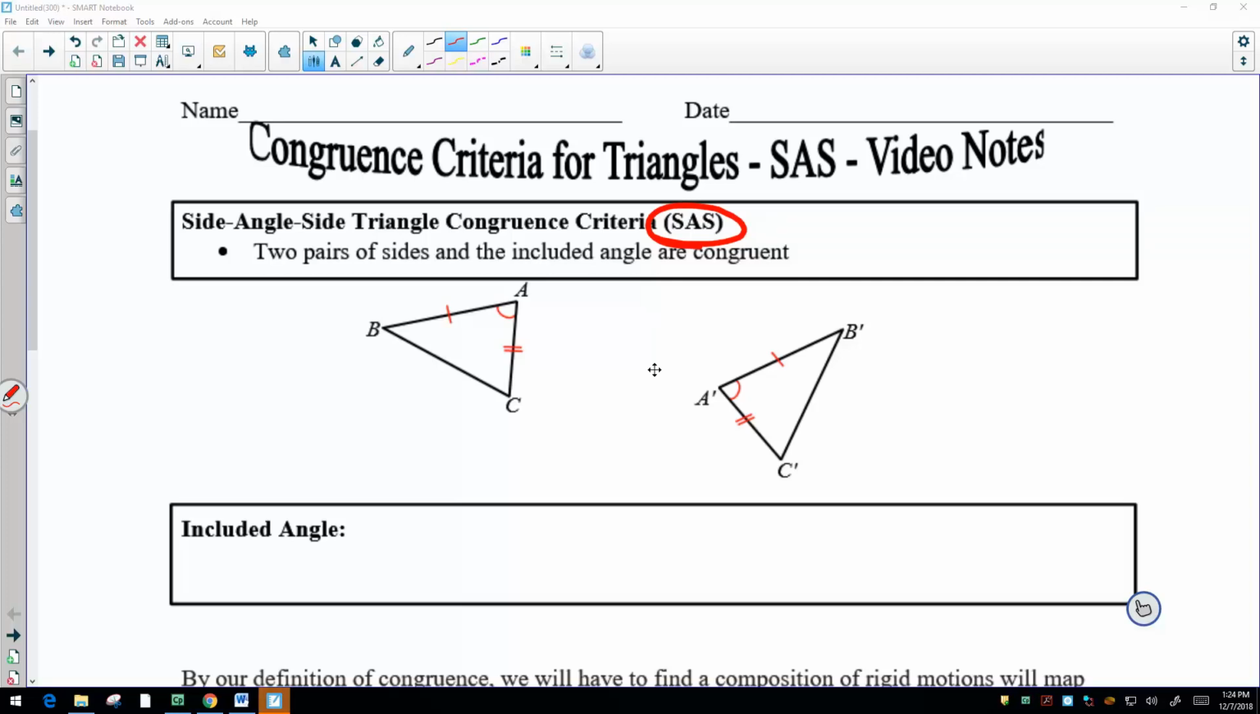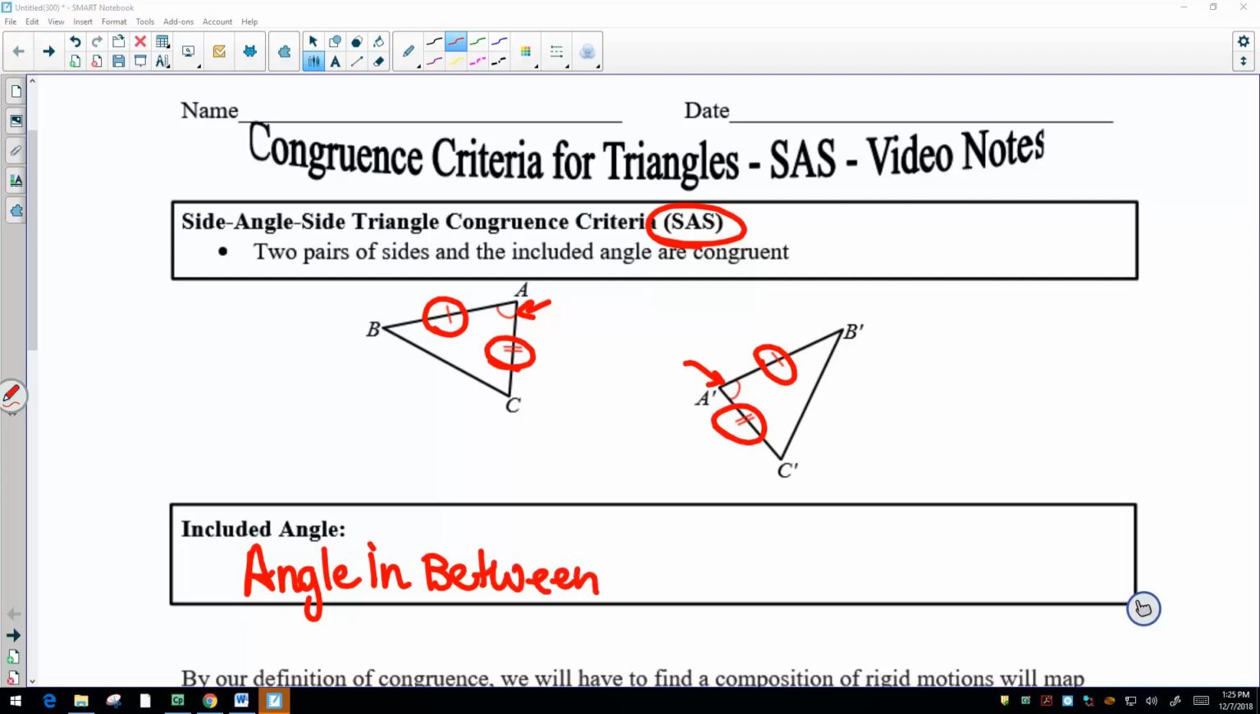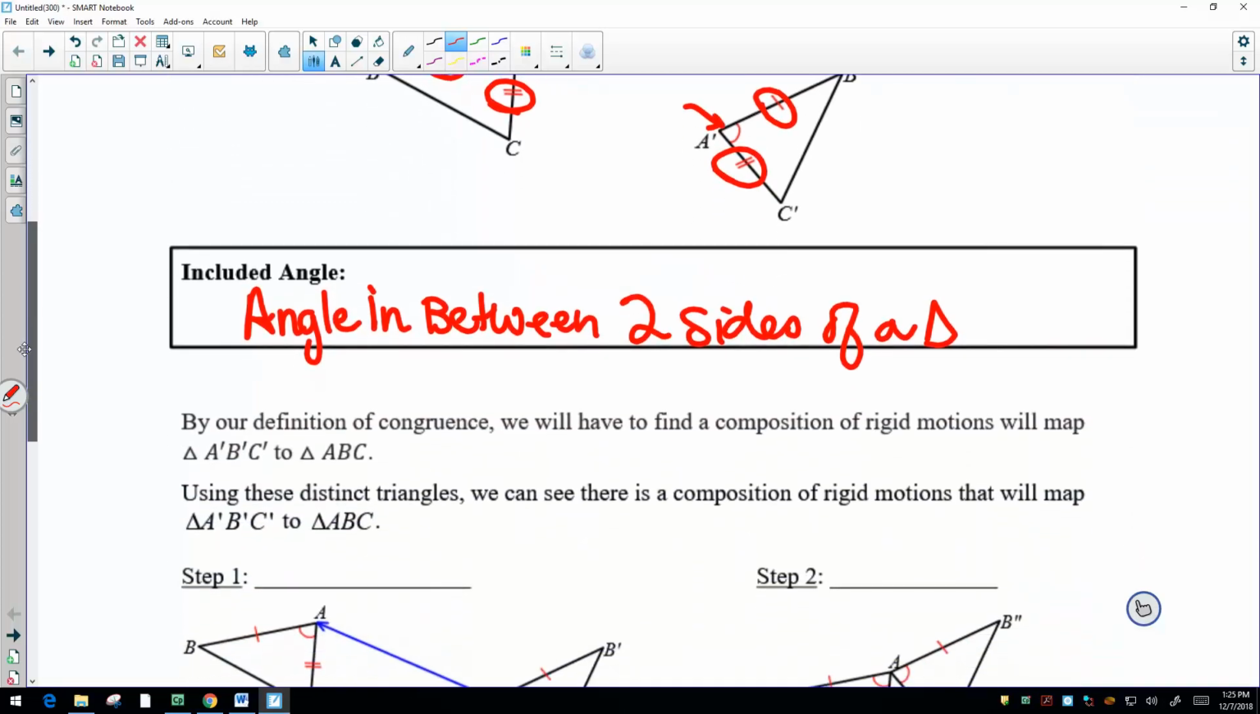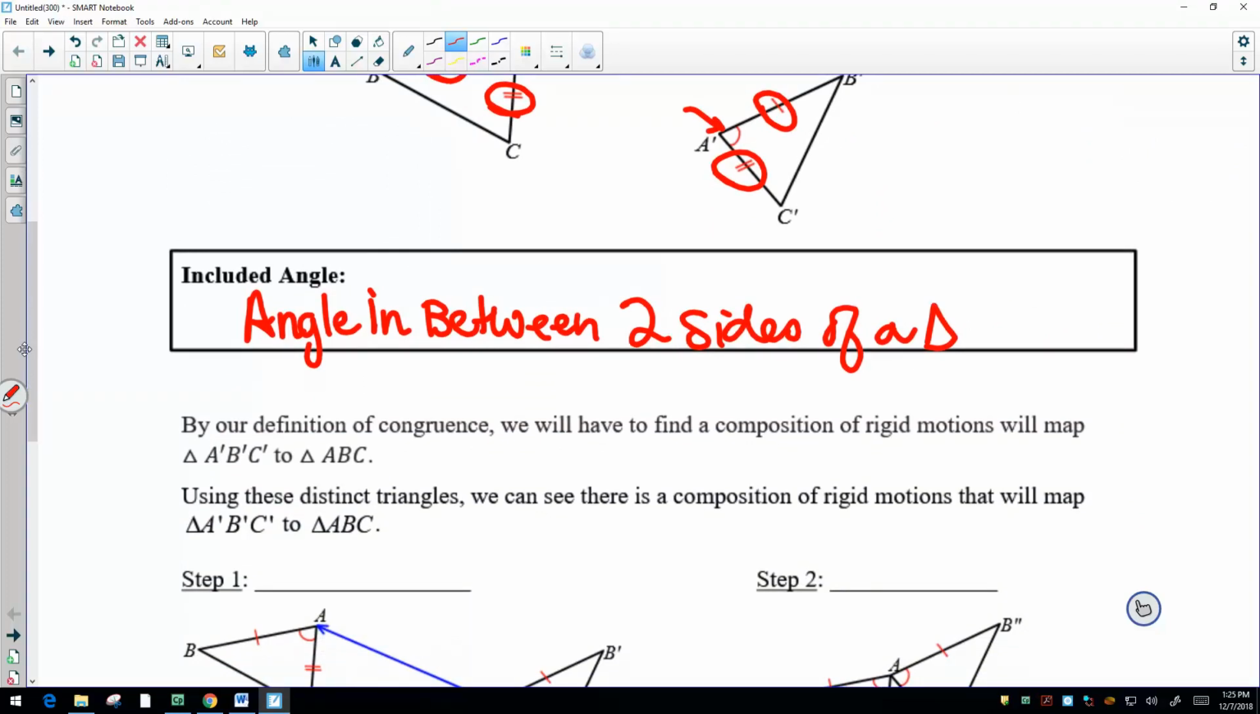So that means 2 pairs of sides and the included angle are congruent. So I have 2 different triangles and I can see 2 pairs of sides. So here's one pair, here's the second pair, and then the included angle. So this included angle, notice where that's sitting. Your included angle will always be the angle in between the 2 sides of a triangle. And in this case, because we're trying to prove triangles congruent, it should be the congruent angle sitting in between the 2 congruent sides of the triangles.